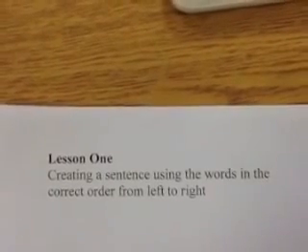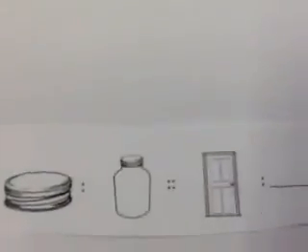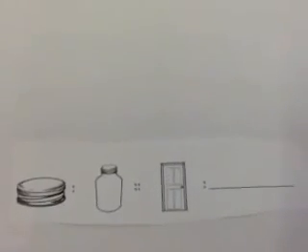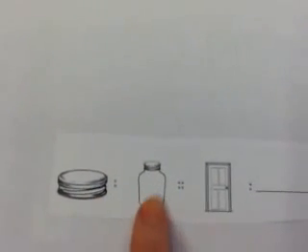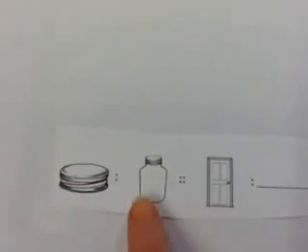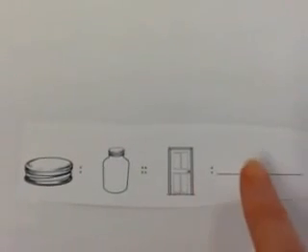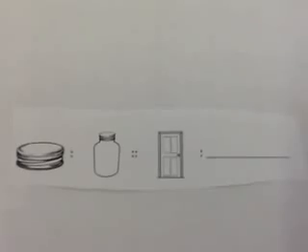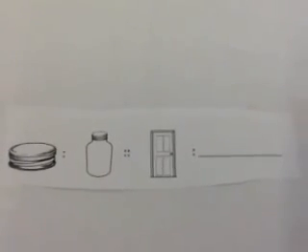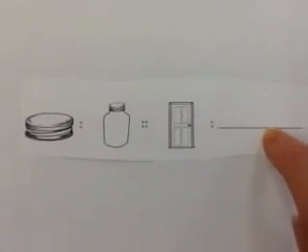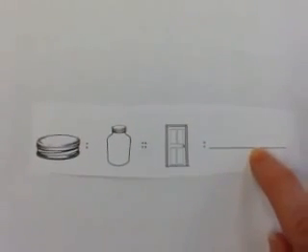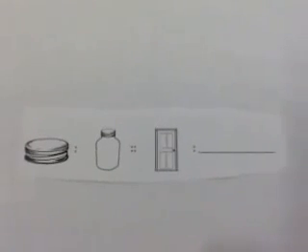This is your first analogy lesson, Lesson 1, creating a sentence using the words in the correct order from left to right. So let's start our practice with an analogy that has some pictures on it. Here is our analogy. This is a bottle cap, and this is a bottle. We would say a bottle cap is to a bottle as a door is to a blank. Go ahead and hit the pause button, and you can either draw a picture or write in a word of what you think would fit into this space to complete this analogy. When you're done, hit the play button and we'll talk about it.